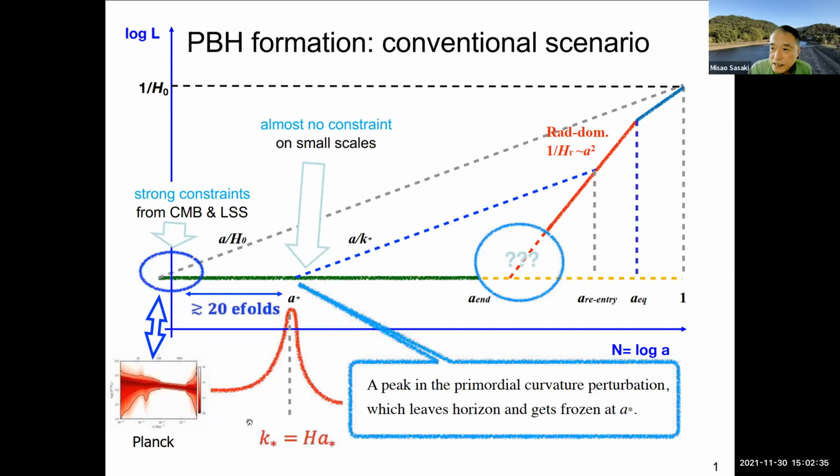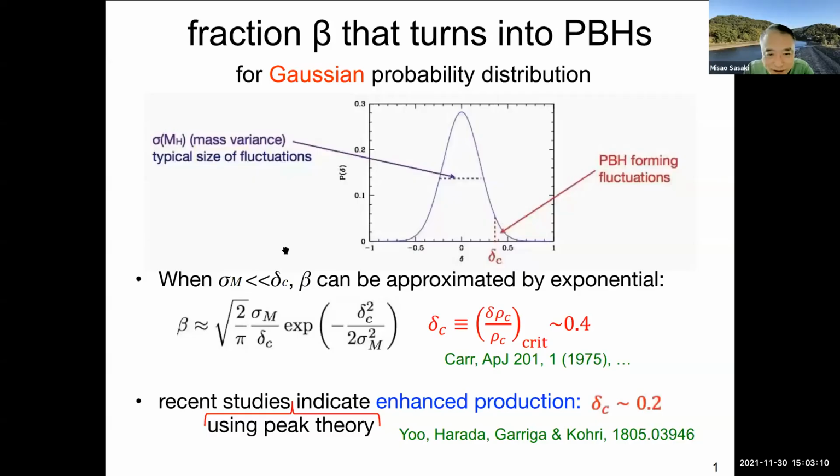Sorry, are we on the PBH formation conventional scenario slide? I just want to confirm. Which slide are you currently on? Oh, something's wrong. It has the Gaussian distribution, but you are not seeing it. Okay, we're on the PBH formation conventional scenarios. Let me try again. Sometimes it stops. Now, do you see it? Yeah, great, thanks. Sorry.